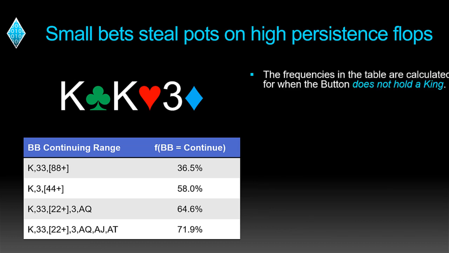So we see here the frequencies in this table which are calculated for when the button does not hold a king. So fairly obviously card removal is a big deal on a paired board because it's not so much like when you do have trips in terms of blocking the non-trip hands, but like when you don't hold trips, the probability that your opponent does hold trips goes materially up, especially if you've got 4 cards that don't even pair the bottom card as well.